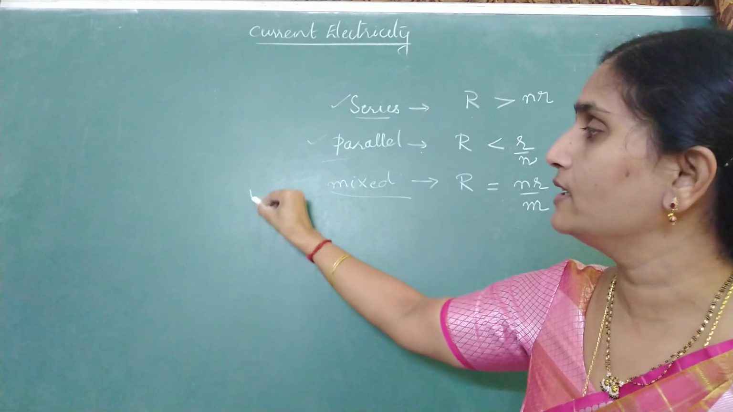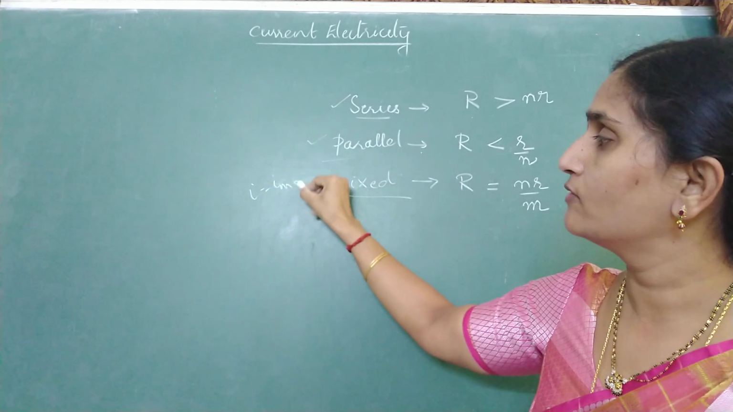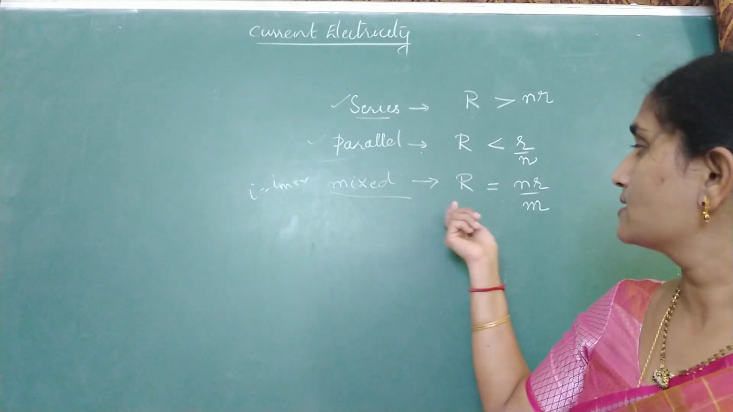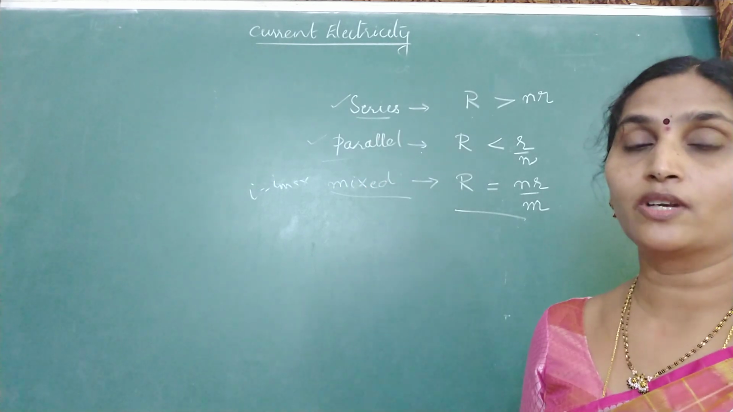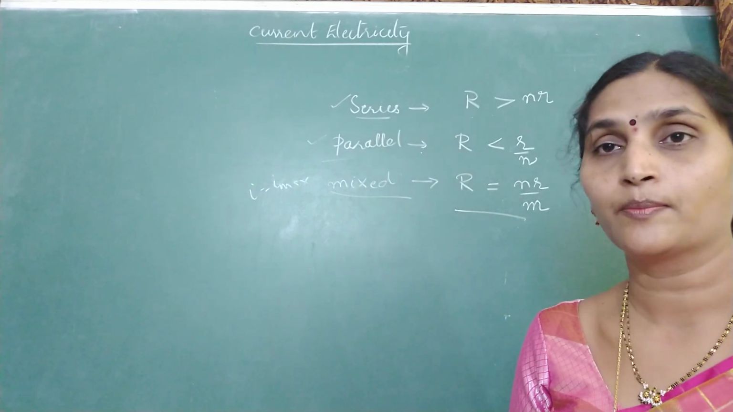Sometimes they ask you, when is current maximum for mixed grouping of cells? This is the condition. Okay, so this is what you need to remember when you are dealing with cells connected in series and parallel combination.